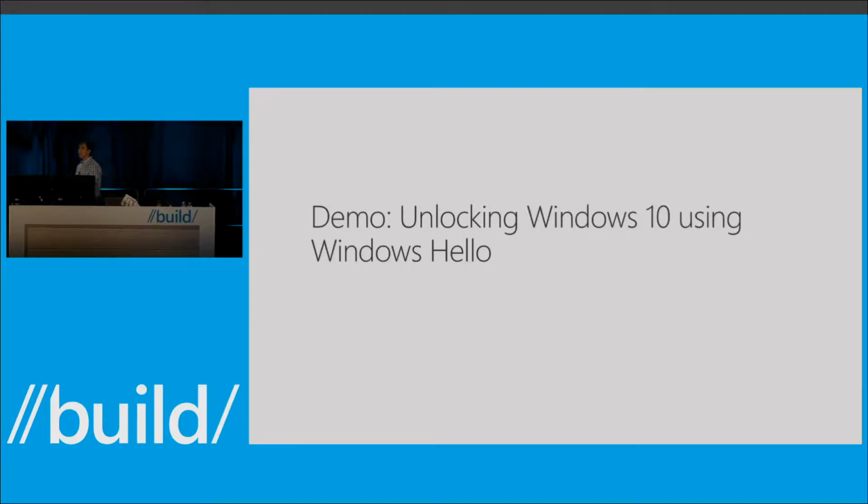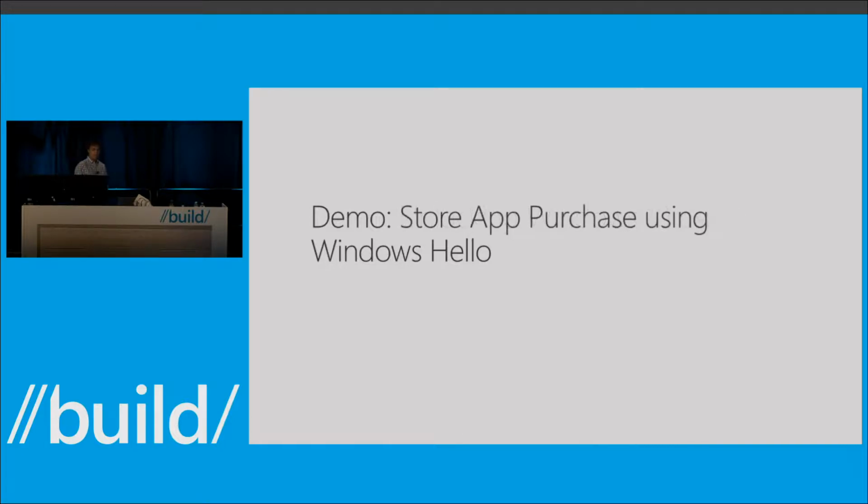Now, the authentication with Windows Hello is not only limited to unlocking your device. As I mentioned earlier, it can also be used in application authentication. And what I'm about to show you in the next part of the demo is how Windows Hello can be used in authenticating the user when purchasing an app. So let me switch back to the device that I was using. Here, I have launched the store app, and I'm ready to buy a movie.